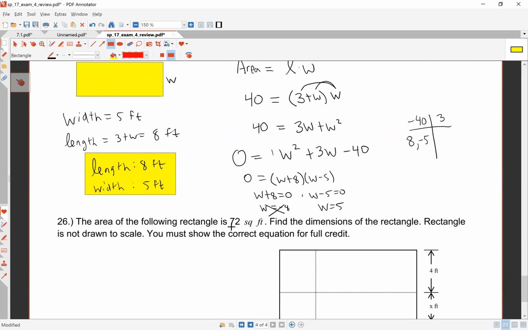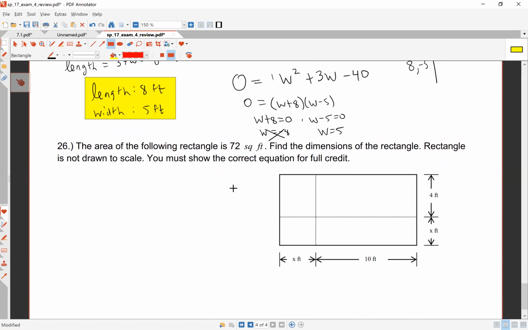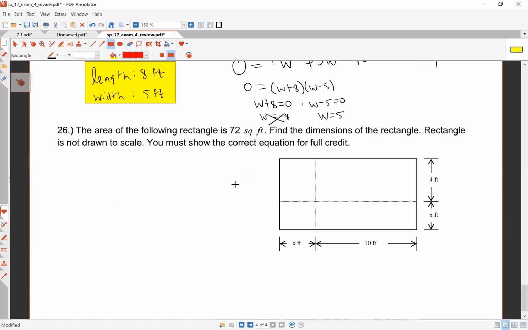All right, the last question on here is an extension of the problem that you had on your last exam. I gave you a rectangle that looks something like this and asked you to tell me what the area of this rectangle is. Now I'm wanting you to solve for x and then find the dimensions of the rectangle. So we first see that the area of this rectangle is 72 square feet. And we also know that the area of this rectangle is the length times the width.